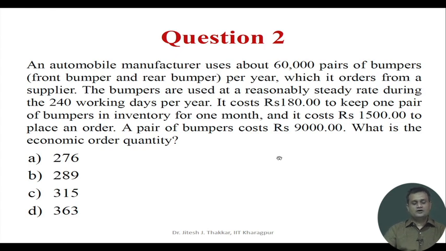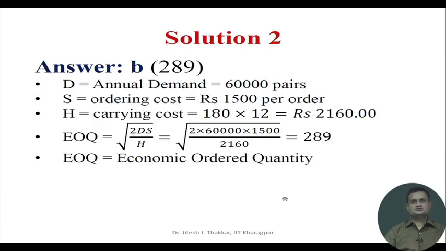Question 2. An automobile manufacturer uses about 60,000 pairs of bumpers, front bumper and rear bumper, per year, which it orders from a supplier. The bumpers are used at a reasonably steady rate during the 240 working days per year. It costs rupees 180 to keep one pair of bumpers in inventory for 1 month, and it costs rupees 1500 to place an order. A pair of bumpers costs rupees 9,000. What is the economic order quantity? So the correct answer is B, 289.